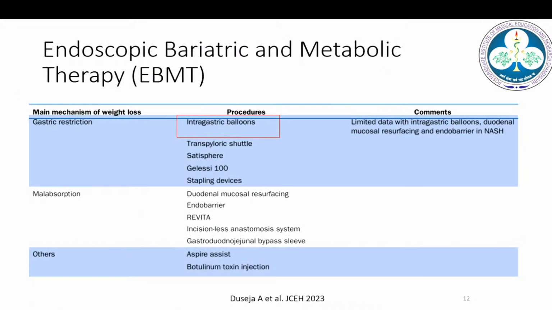Now, the third modality is the endoscopic modality, and as I said, we call it EBMT, or endoscopic bariatric and metabolic therapy. There's a long list of procedures. The time will not permit me to get into all these details. I'll just show you the data which is available in cirrhotics, and the only data available in cirrhotics is with intragastric balloons, which means that you put in a balloon endoscopically for weight reduction.